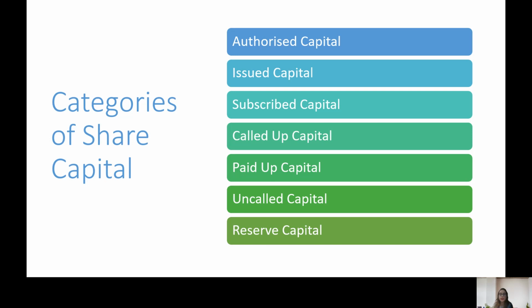Now let me explain these categories of share capital with the help of a diagrammatic representation or as an example, right?